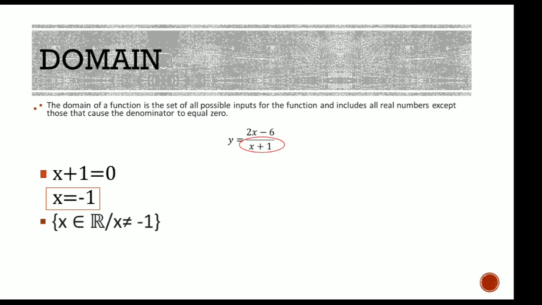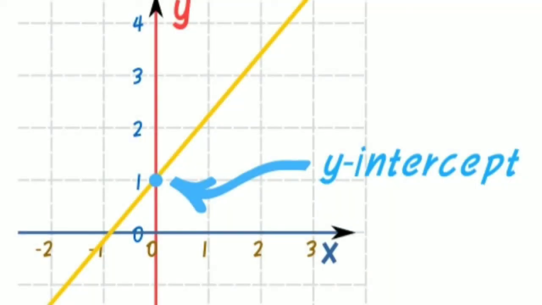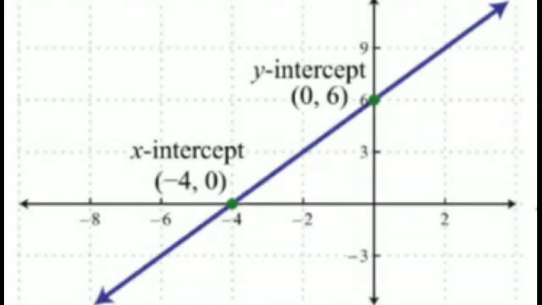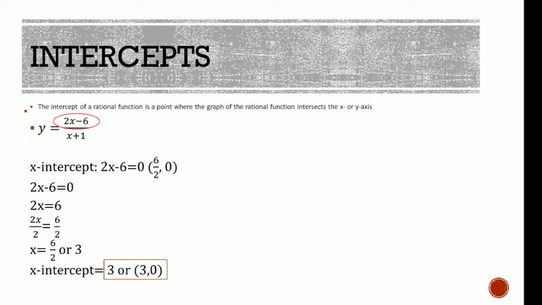The intercept of a rational function is a point where the graph of the rational function intersects the x or y axis. To get the x-intercept, we will equate the numerator to 0. 2x - 6 = 0. Then we will transpose the negative to positive. So 2x = 6. Divide both sides by 2. So x will be 6 over 2 or 3. So the x-intercept is 3, or (3, 0).